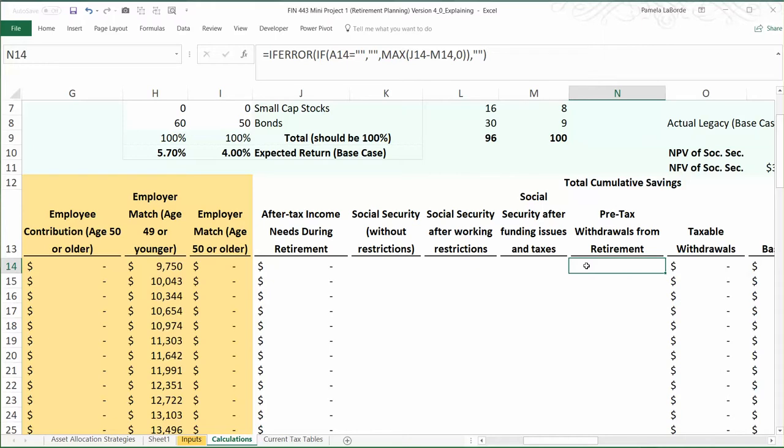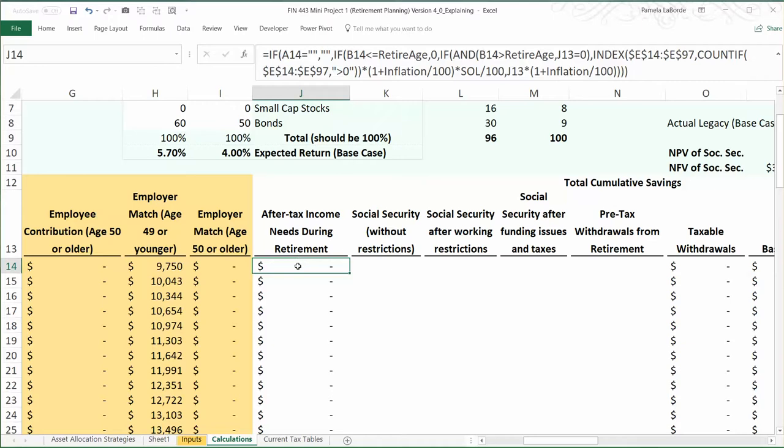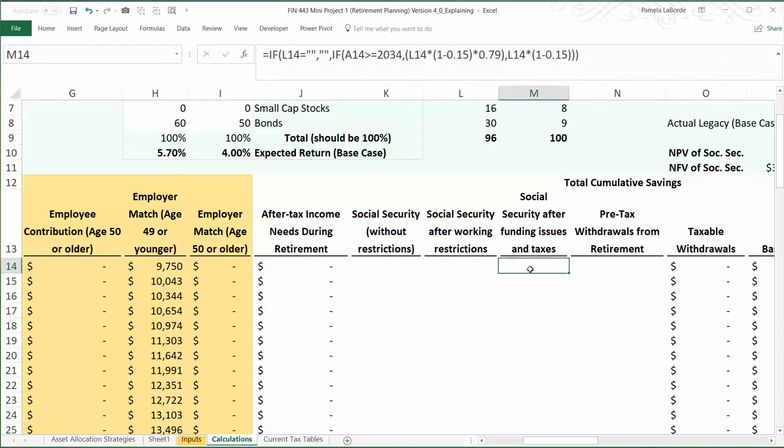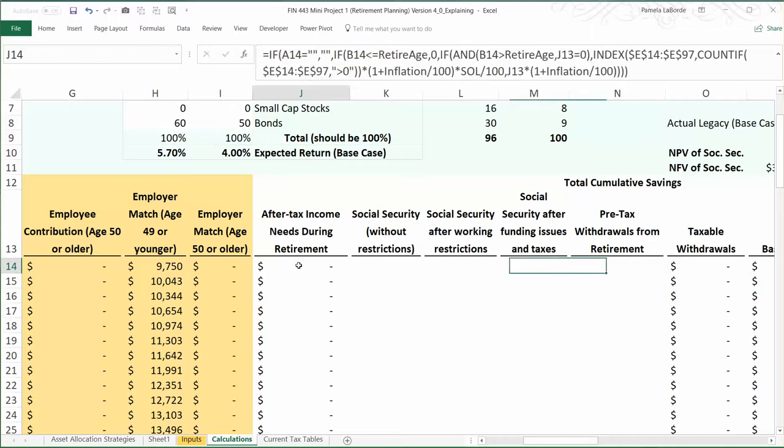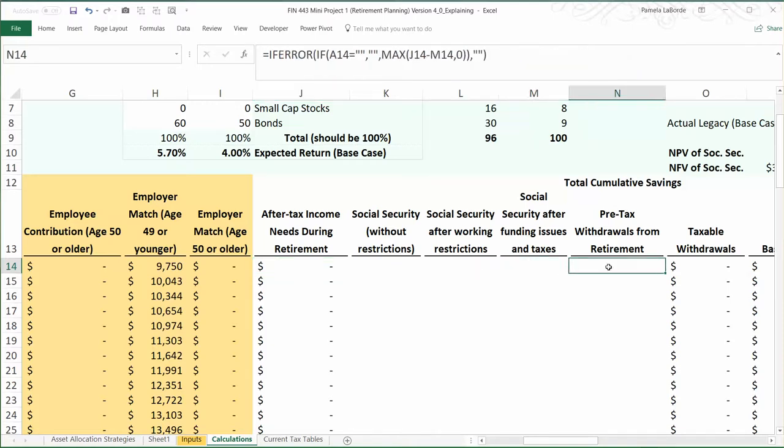First, though, I want to calculate my pre-tax withdrawals from retirement. So in column J, I've calculated how much I think I'm going to need to spend to live the way I'd like to live based on my standard of living and how much I've been making before. And then I've calculated ultimately in column M what I think I'll receive from Social Security. So basically in column N, I just want to subtract how much I think I'll need to live minus how much I think I'll get from Social Security, because that's going to tell me how much I'll need to withdraw from my retirement account.